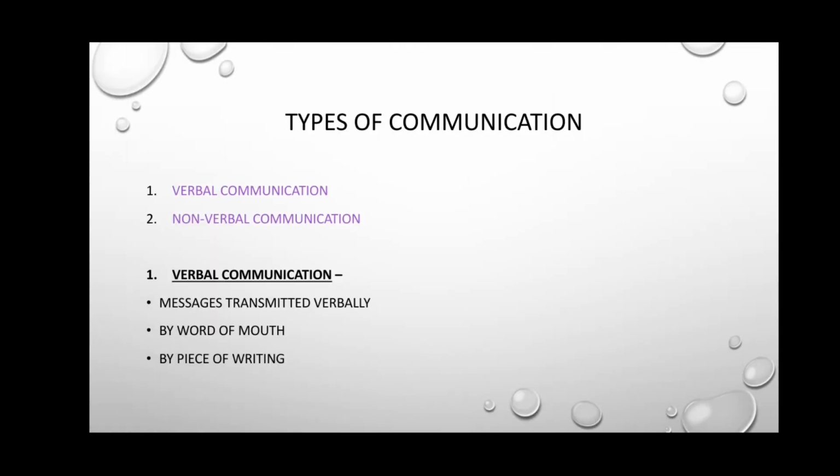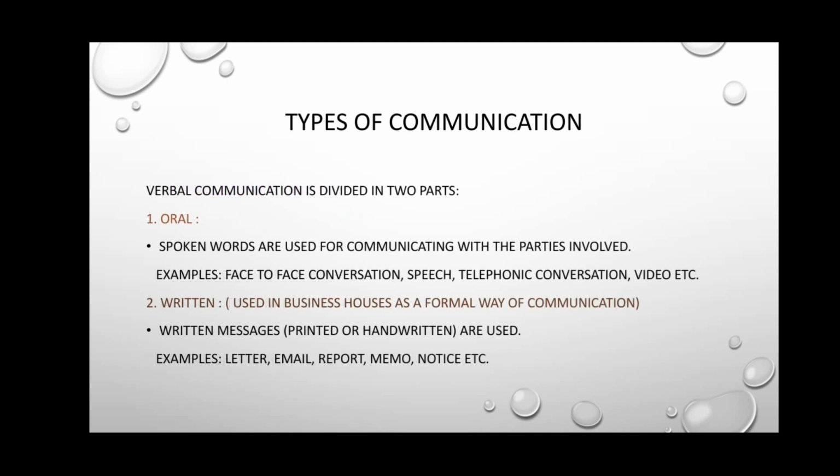Next, types of communication. There are basically two types of communication on the basis of channel used: verbal communication and non-verbal communication. What is verbal communication? In verbal communication, we communicate to others by word of mouth or by piece of writing. The message is transmitted verbally, meaning we can transfer the message, information, our feelings, and our emotions both orally and in written form. Verbal communication is divided into two parts: number one is oral communication, number two is written communication.